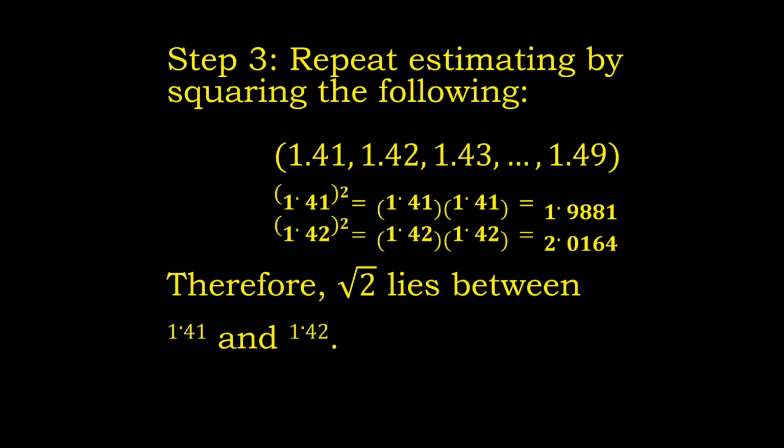Step number 3. Repeat estimating by squaring the following. Let's approximate 1.41, 1.42, 1.43 up to 1.49. So 1.41 squared is 1.41 times 1.41, and that is equal to 1.9881. If we square 1.42, that is 1.42 times 1.42, which is equal to 2.0164. Therefore, the square root of 2 lies between 1.41 and 1.42.